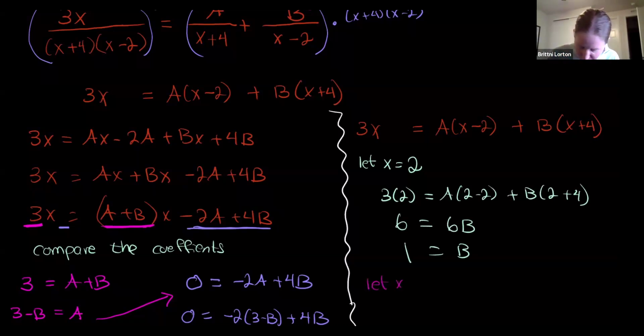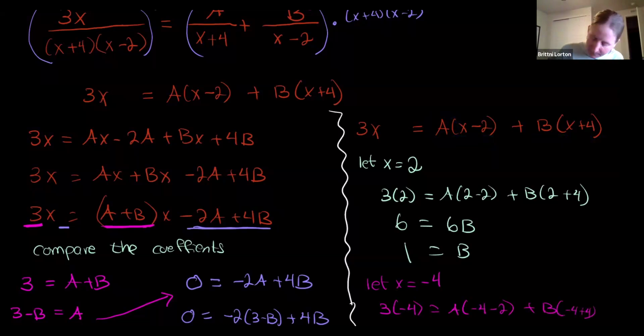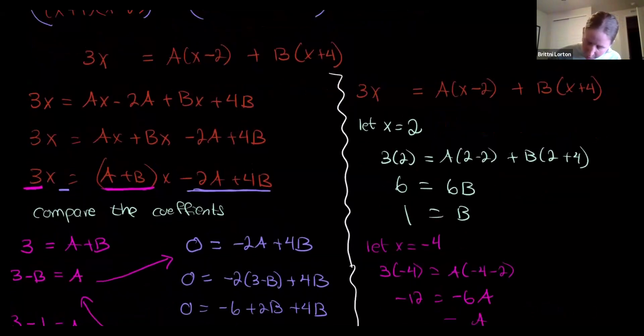And then I still needed to solve for a. In that case, I would just choose a different number for x, and choose wisely. x equals 2 would have canceled the a completely. But I need to solve for a, so I should choose something that would cancel the b entirely, which would be -4. So if x is -4, then I get 3 times -4 equals a times (-4 minus 2) plus b times (-4 plus 4), and you know that b times 0 is 0, so it is now gone. And then I end up with -12 equals -6a, so I got a is equal to 2.